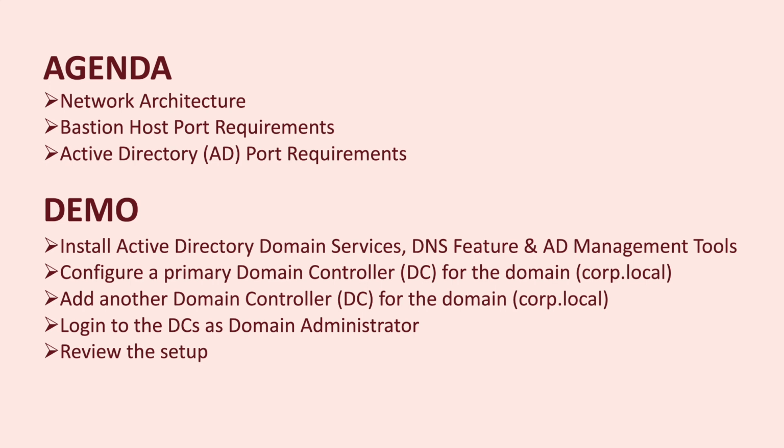We'll first install Active Directory domain services, DNS feature, and also the AD management tools. We'll configure a primary domain controller or DC for the domain, corp.local in our case. We'll add another domain controller or DC for that domain, which is corp.local. We'll then log into the DCs as a domain administrator. And finally, we'll review the setup.